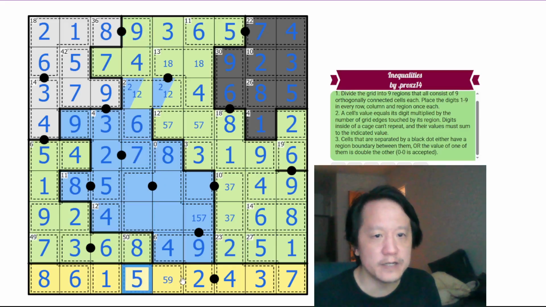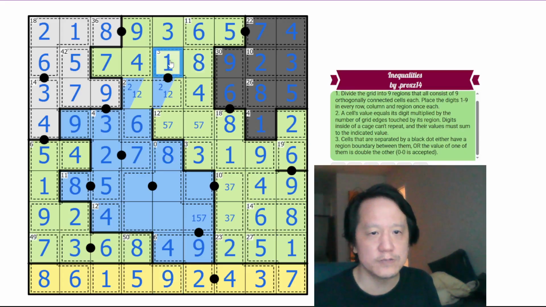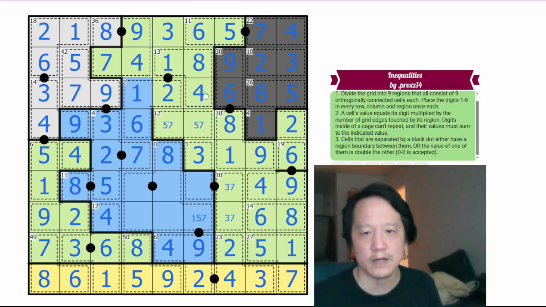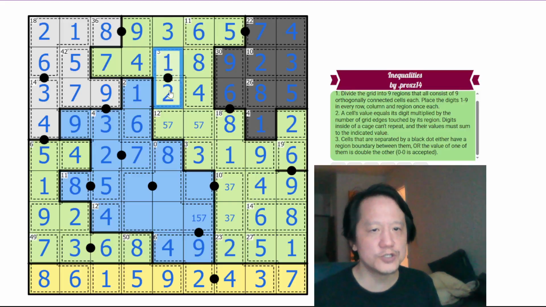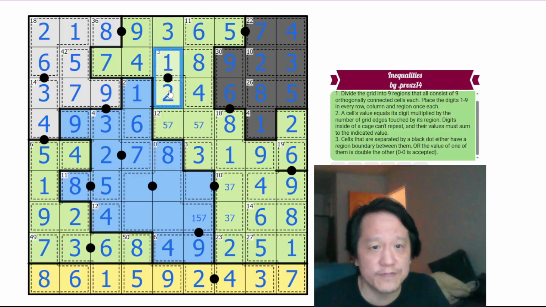9 eliminates 9 here, so it's 5 and 9. 8 eliminates 8 here, so it's 1 and 8. 1 eliminates 1 here, so it's 2, which makes this 1. The 2 must be counted a single time, and therefore this is not in column. 1 to 2 is a 1 to 2 ratio, so that's fine.